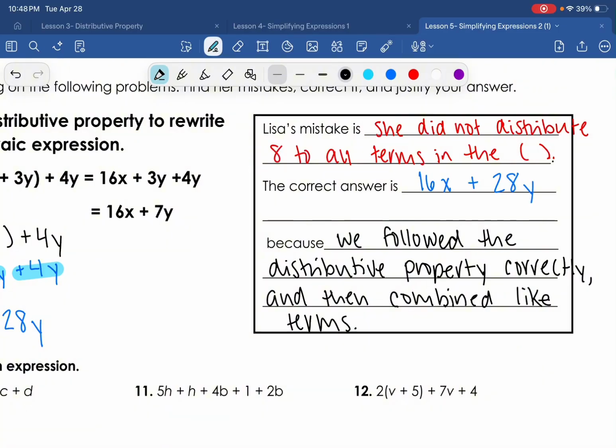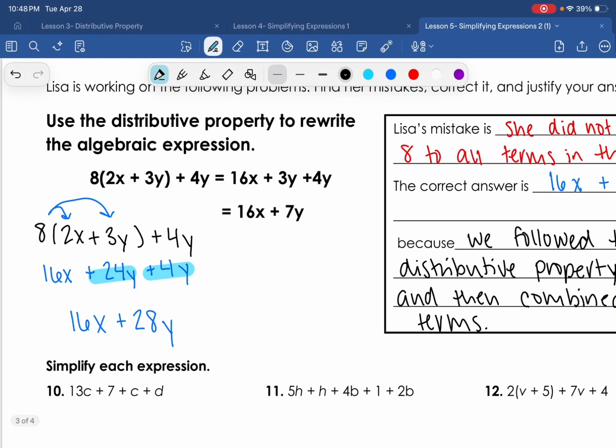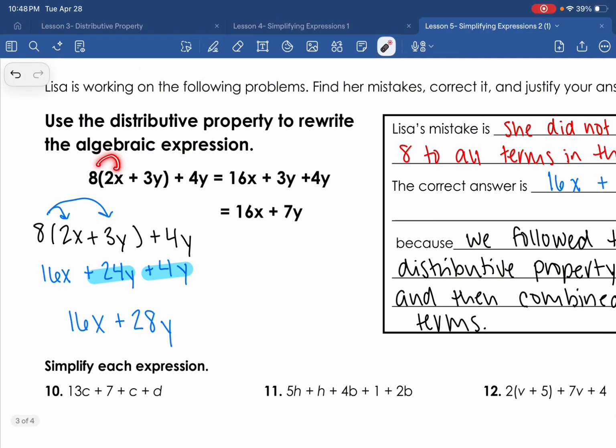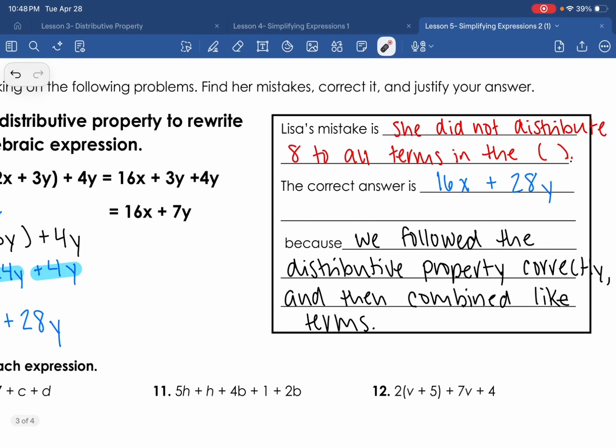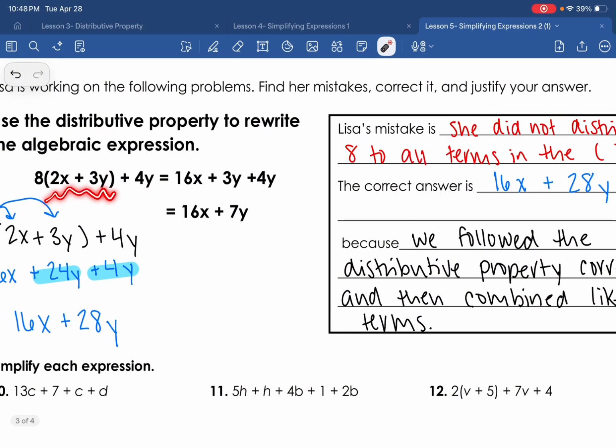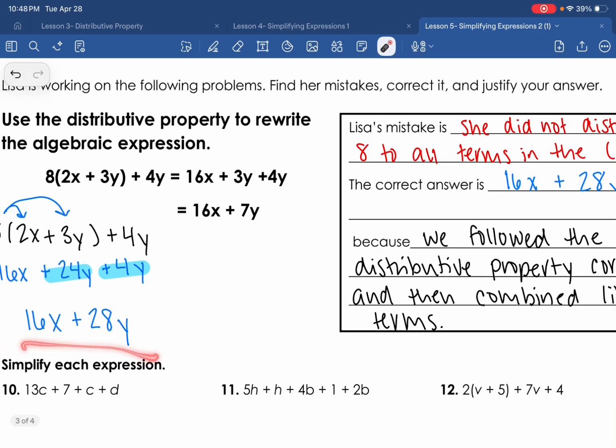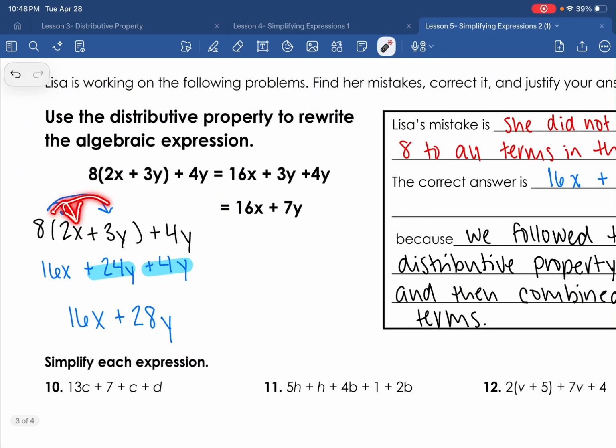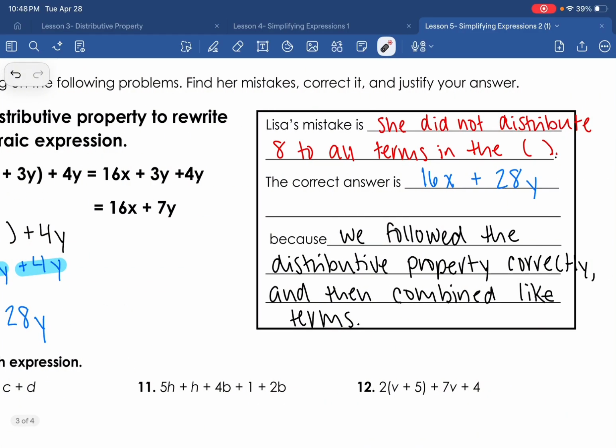Okay, so to recap, Lisa's mistake is over here. See how she shared 8 to 2x, but she didn't share 8 to 3y. So Lisa's mistake is she did not distribute 8 to all the terms inside the parenthesis. We know that our answer is correct because we did share 8 to all terms inside the parenthesis and then combined like terms.